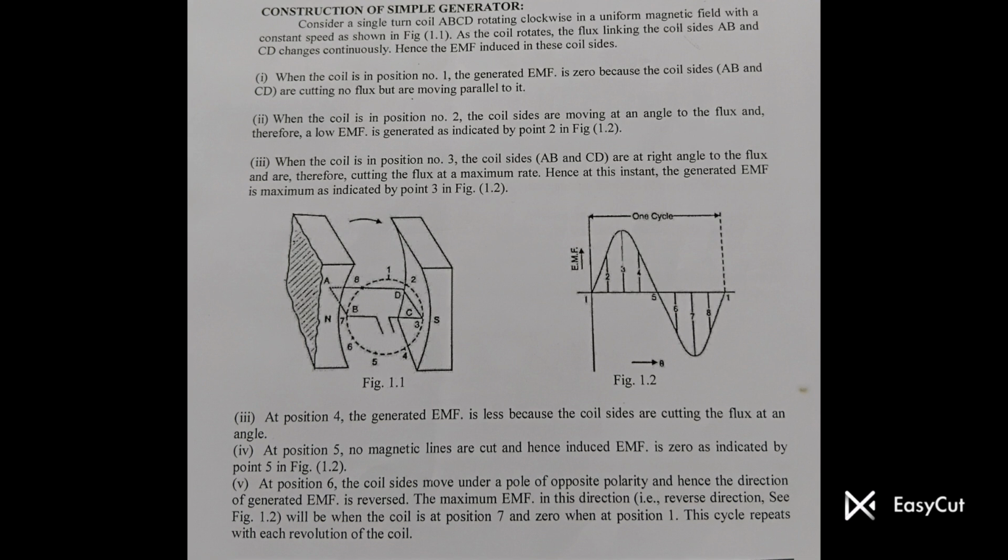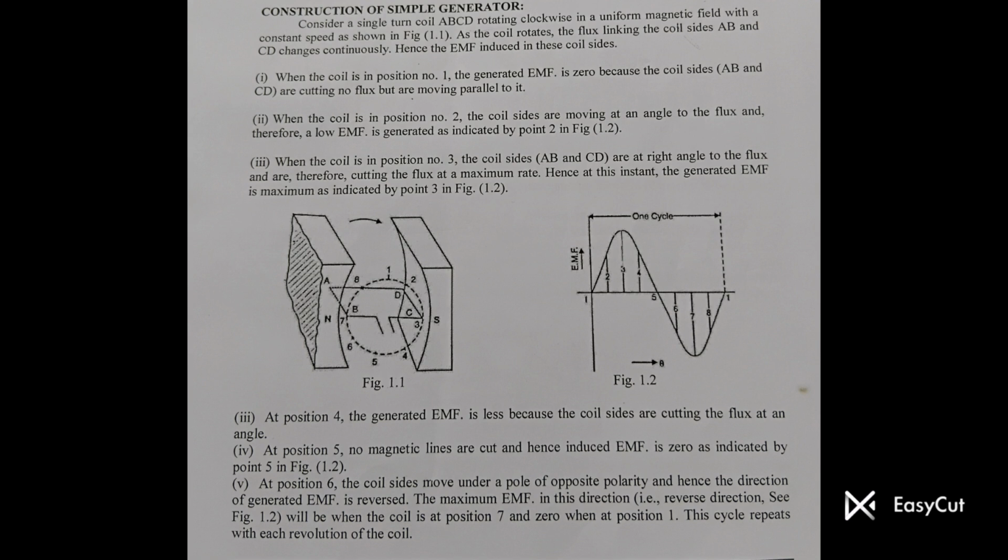We take a single-turn coil ABCD rotating clockwise in a uniform magnetic field, as shown in Fig. 1.1. Position 1. The coil is parallel to the magnetic flux. No flux is being cut, so the generated EMF is 0. Position 2. The coil cuts some amount of flux. A small EMF is induced, as shown at point 2 in the waveform.